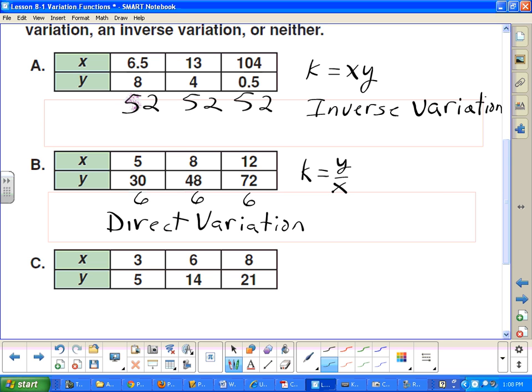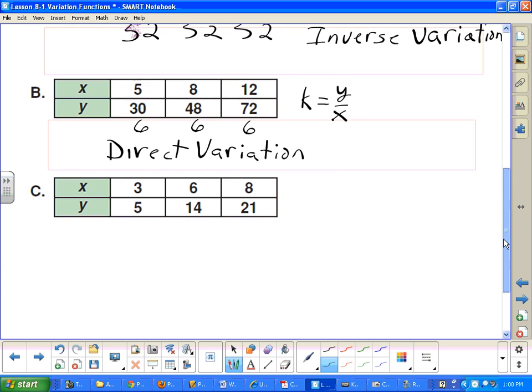Well, except it's y over x, not x over y. But yes, it will work. Okay? You'll still get the same number when you divide it. Okay? All right. Letter C.